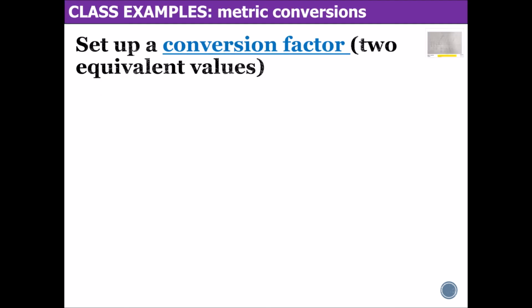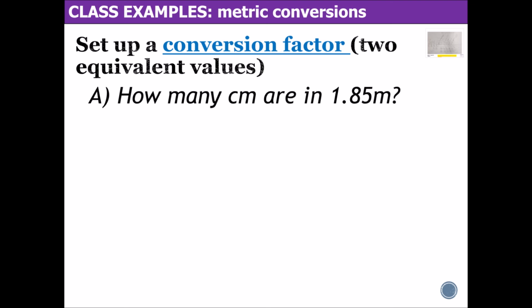I'm going to walk you through a few class examples. These are on metric conversions. How many centimeters are in 1.85 meters? Now, in your science notebook, I want you to make clear notes. So I want you to label this section of your notebook, class examples, colon, metric conversions. And you're going to list these examples A, B, C, etc.